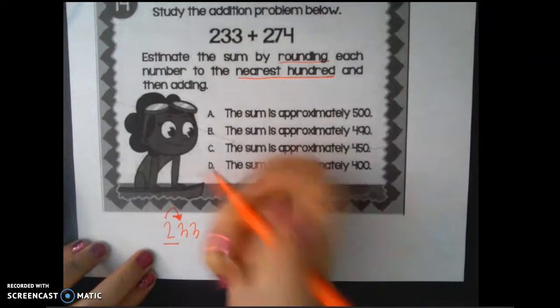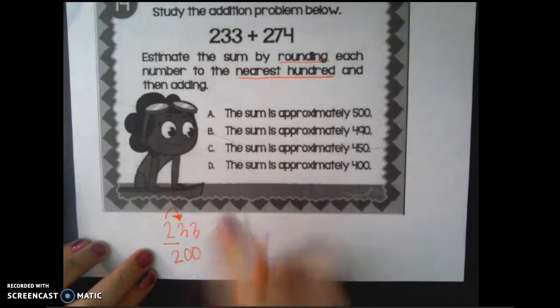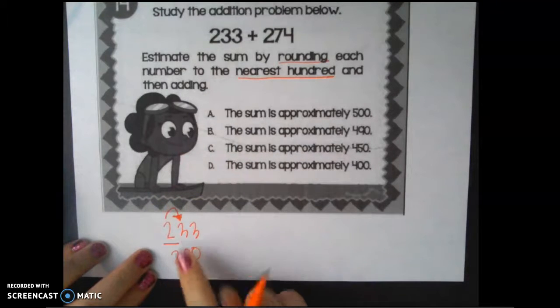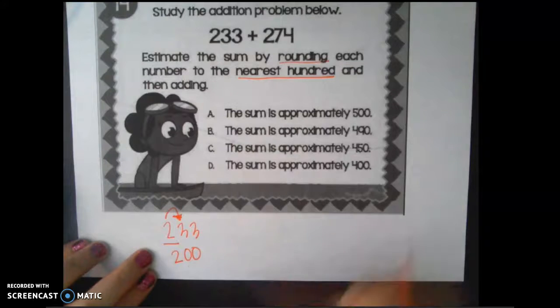My 2 gets to be lazy. It doesn't have to do anything. Everything else becomes a 0. So 200. 233 rounds to 200.